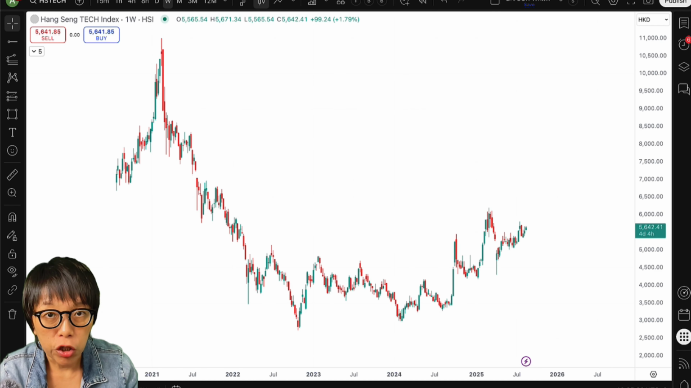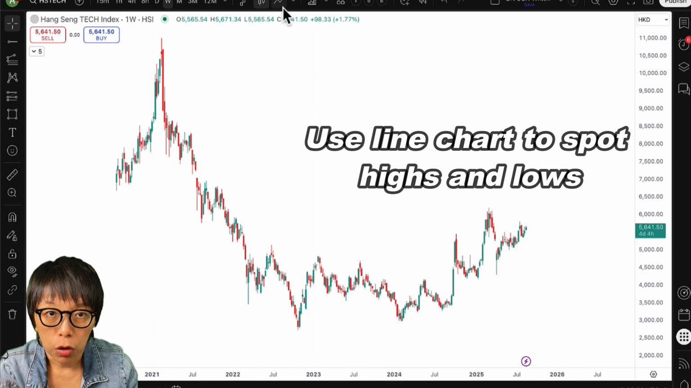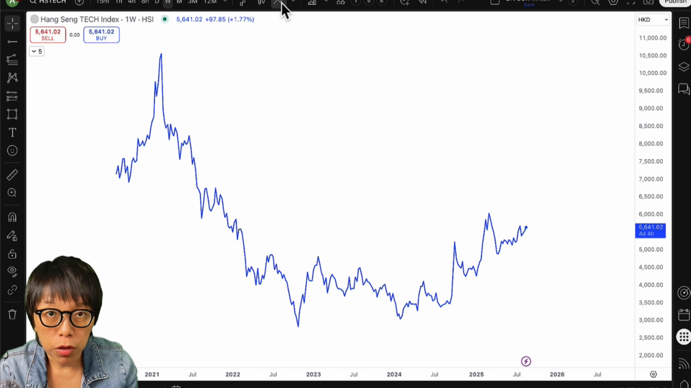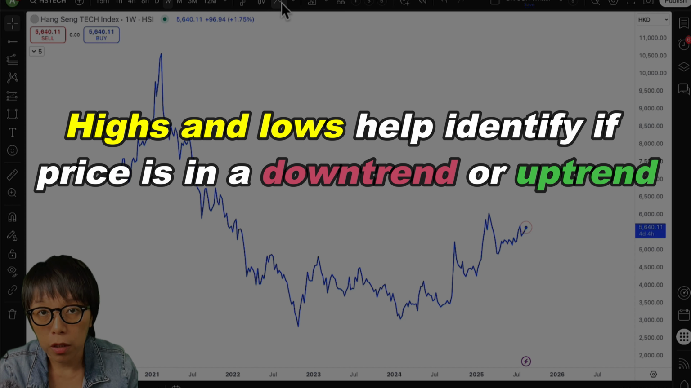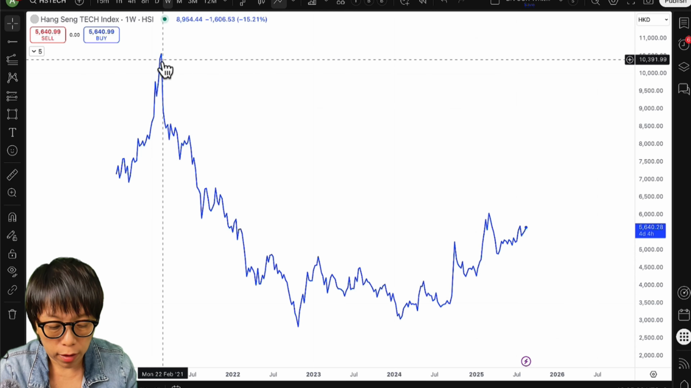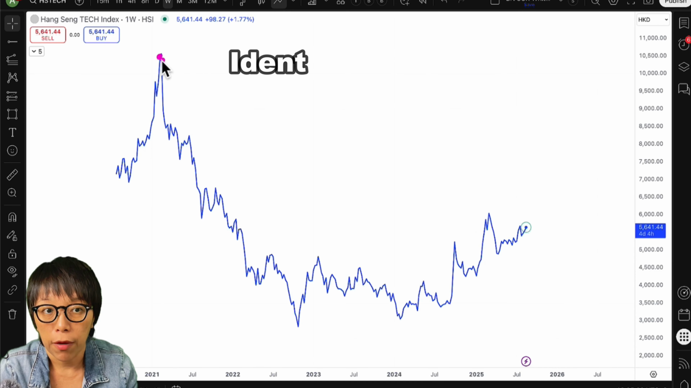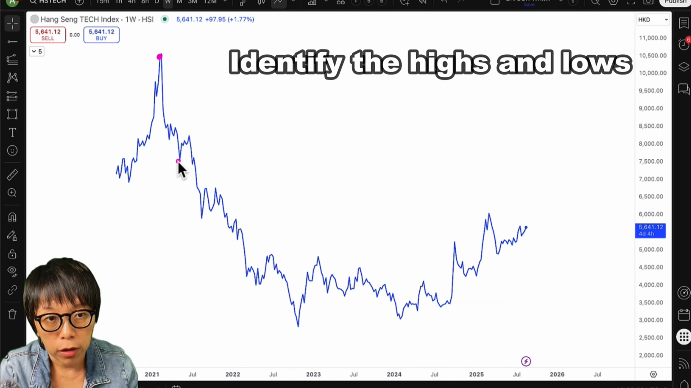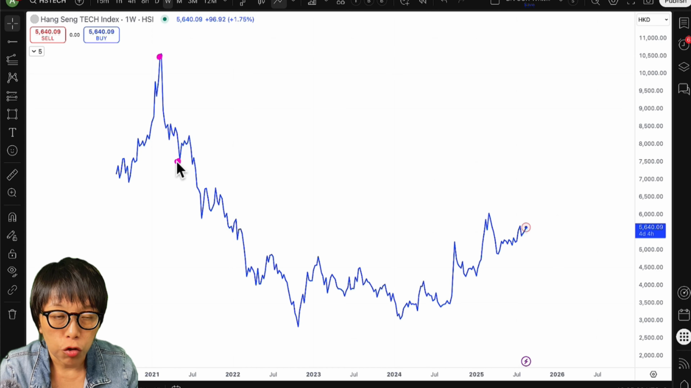I'm using the weekly chart. It will be easier if I switch that into a line chart to look at each of the highs and lows. Using the highs and lows, I'll be able to determine whether price is still in a downtrend or has already shown an uptrend. Now, to define a downtrend, I need to identify the highs and the low points. So I'm just going to draw in this pink color dots at each of the highs and lows.